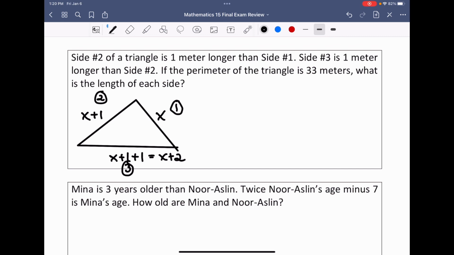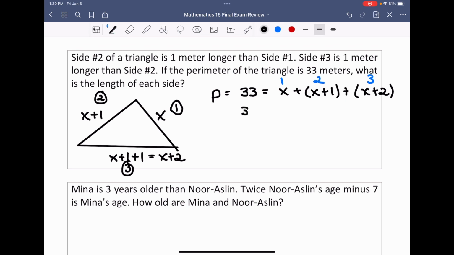They say if the perimeter of the triangle is equal to 33 meters, what is each of the side lengths? Well, remember, perimeter is adding all of those outside lengths together. It's adding 1, 2, and 3 all together as a sum. So what I'm going to do is say perimeter is equal to 33 is equal to x plus side number 2, which is x plus 1, plus side number 3, which is x plus 2. So if we need to be more clear, this is side 1, 2, and 3.